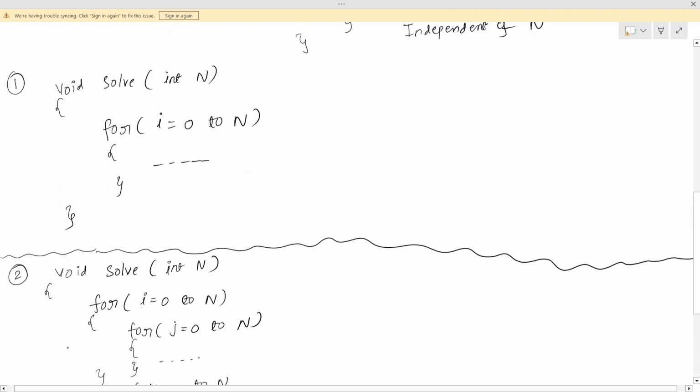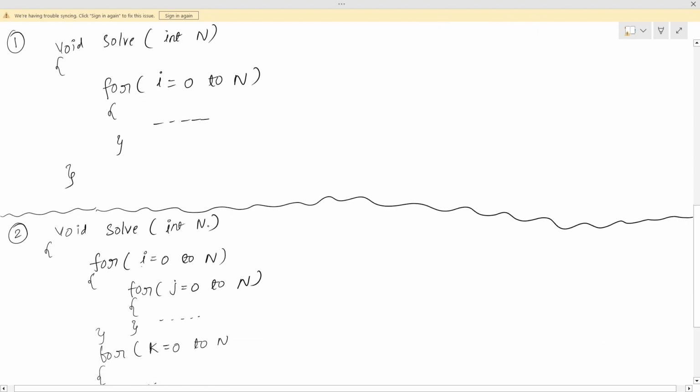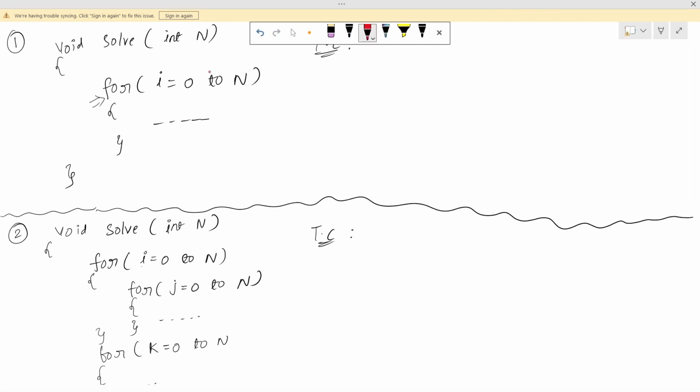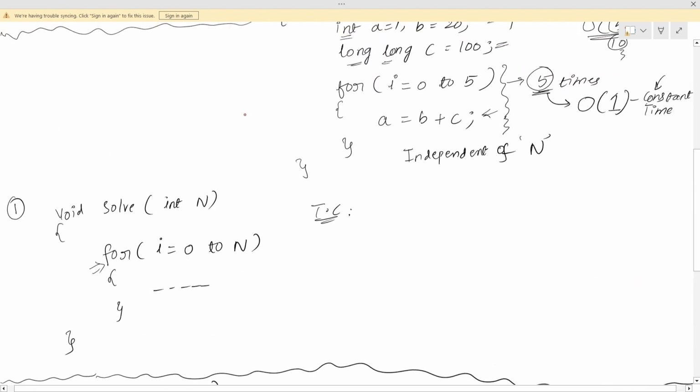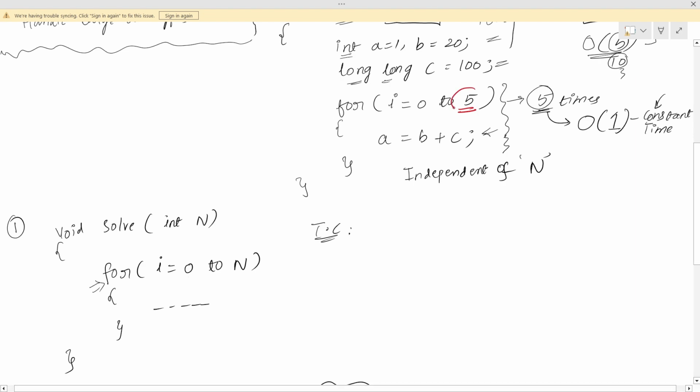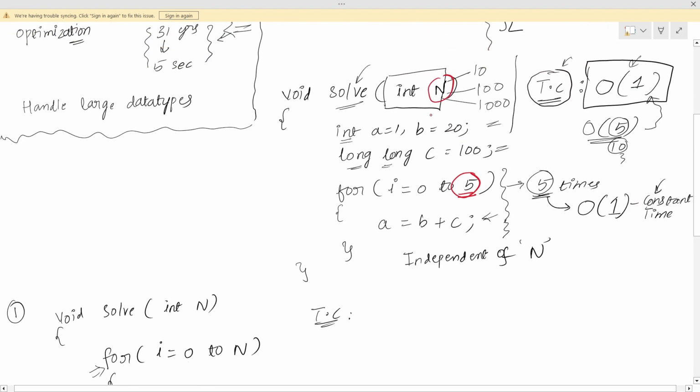So let's look into this first one. In this first one you can clearly check that this for loop is running for how many times? 0 to n times. That means the code is simply running for n times, right? Initially, in our previous discussion, we have seen that our code is running for 5 times. It is independent of n. Our code is independent of n.